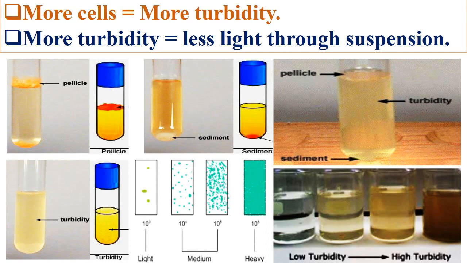So, more cells in liquid media equal more turbidity, and more turbidity equals less light passing through the bacterial suspension in a spectrophotometer.